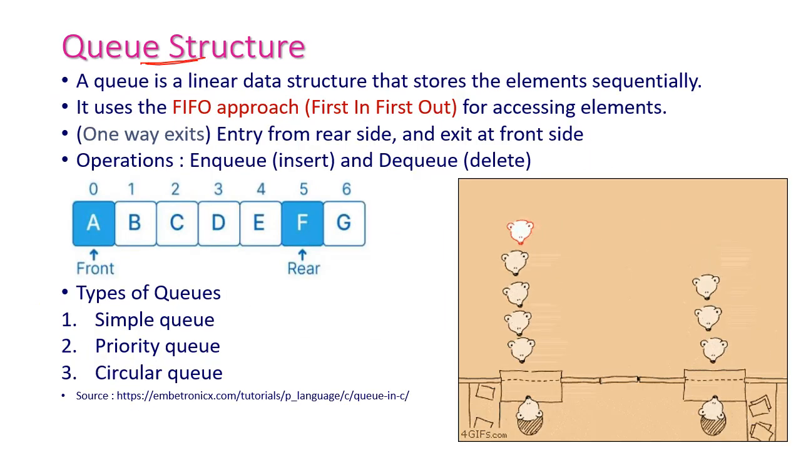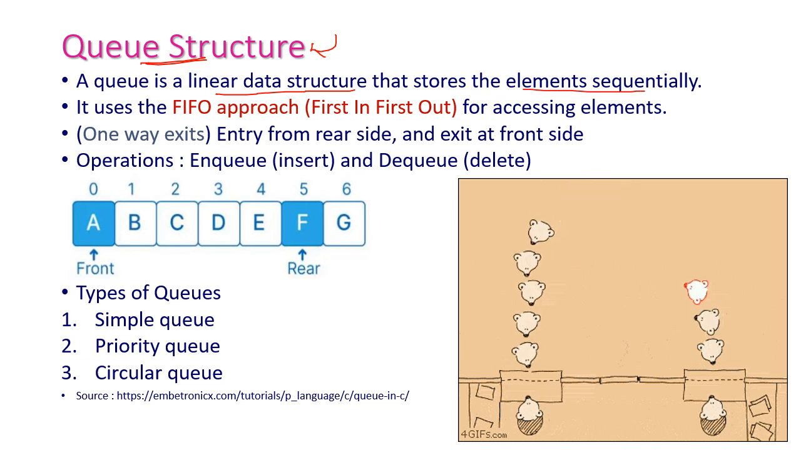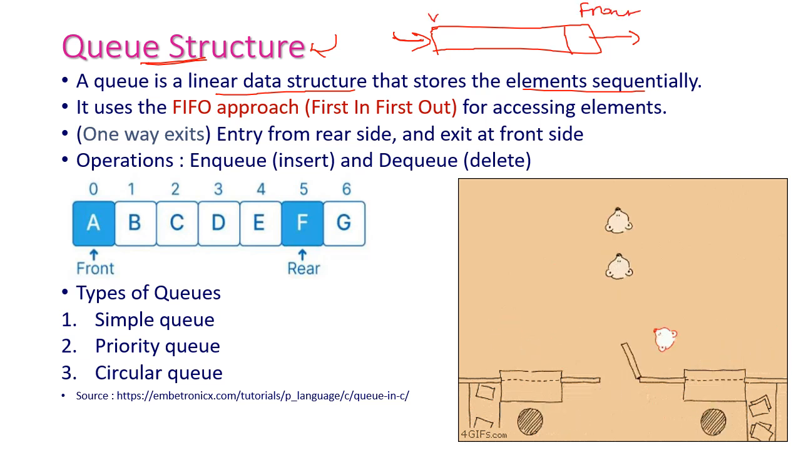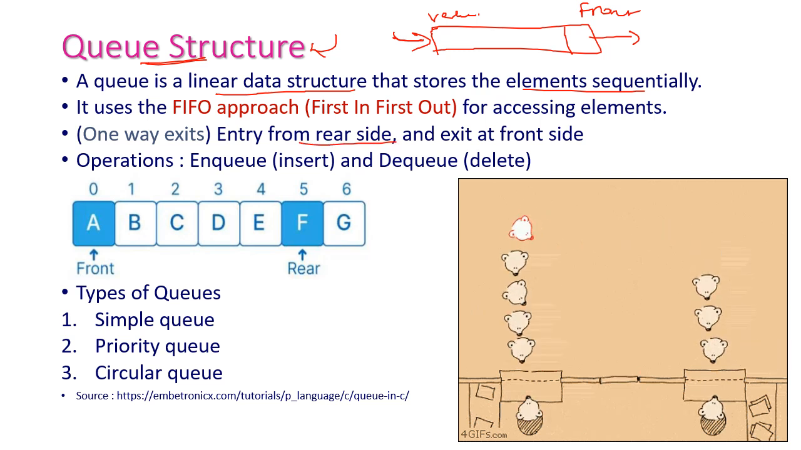The next important structure is the queue data structure. This is another linear data structure. Here the elements are stored sequentially. For example, this is the list queue. So why is the list called a queue? The data will be entered at one side and exit at the other side. Hence it is called a queue. For example, this is front and this is rear. So entry will be at the rear side and exit is at the front side. Hence it is called a queue.